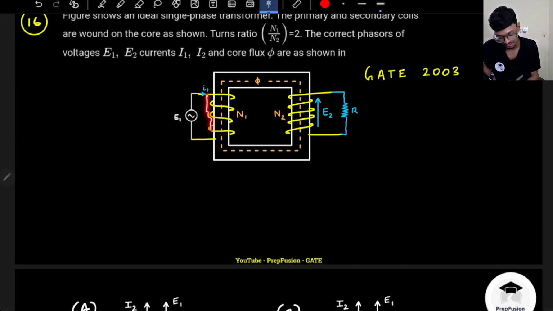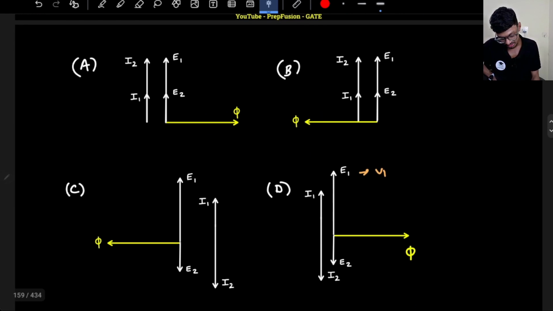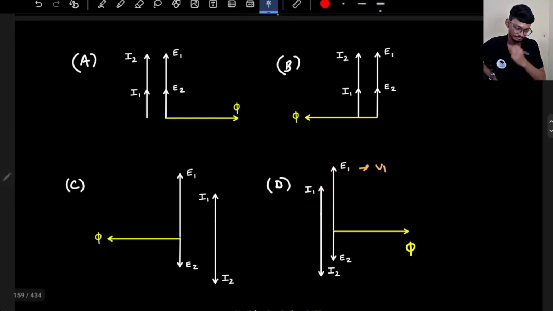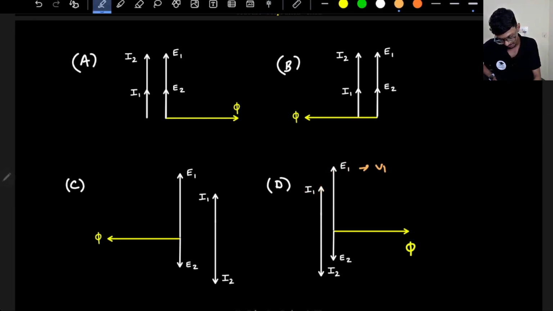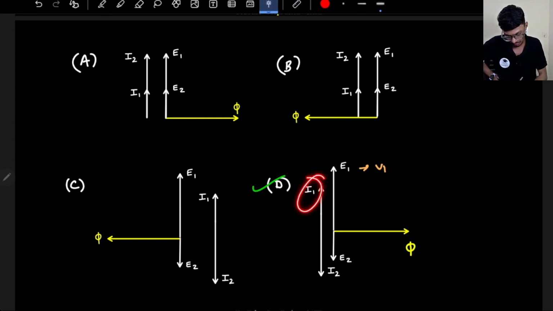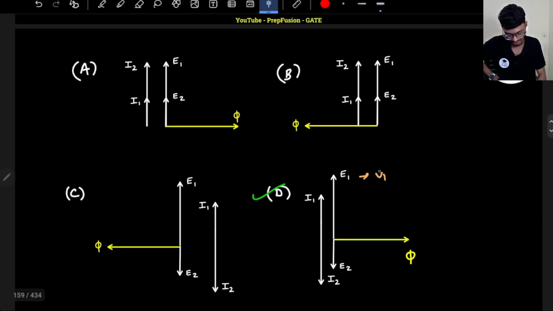Here also there is some equivalent resistance. If I refer this resistance to the primary, I will have a resistance only. The value will be different, but I will actually have a resistance only. So if it's a resistance, the current will be in phase with E1. Okay, so option D will be correct. So it is the same, whatever phasor diagram we have learned, the same only. The difference is just that they have changed the name from V1 to E1.